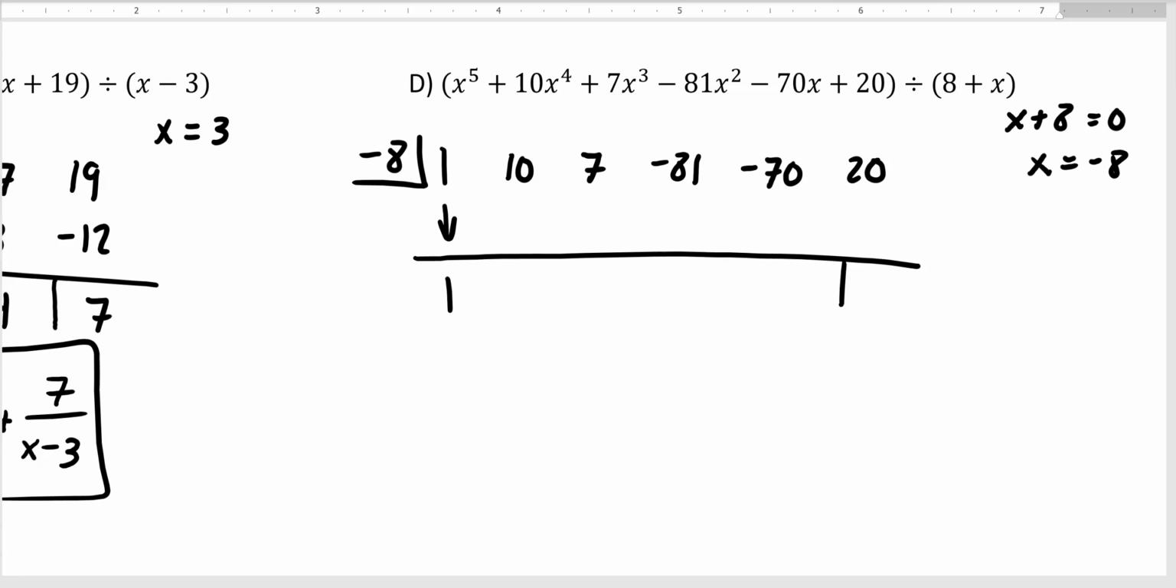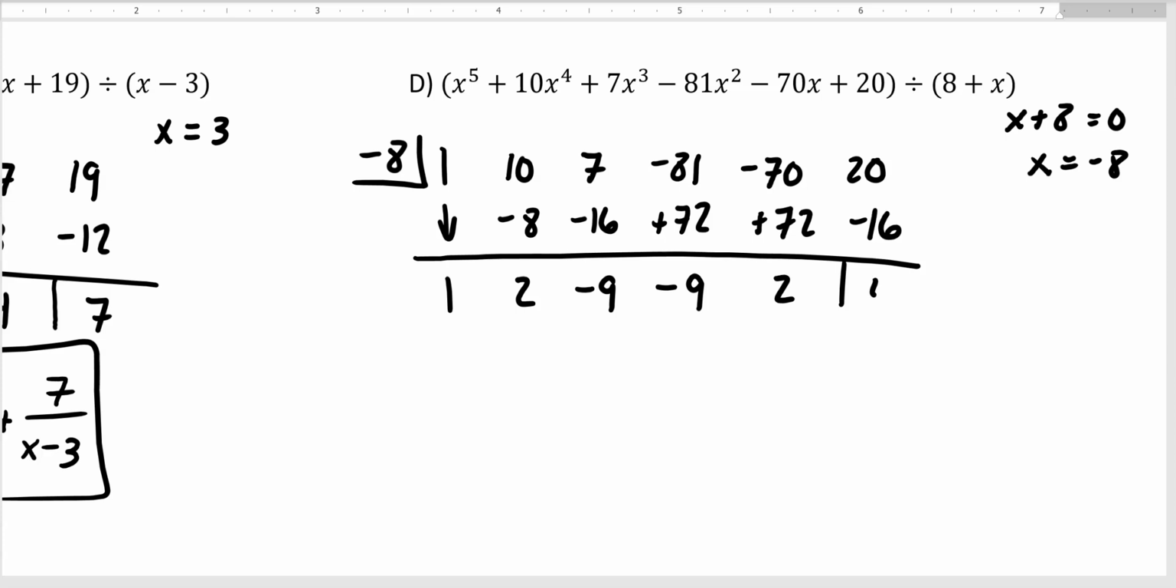Let's start by dropping our 1. -8 times 1 is -8. 10 minus 8 is 2. -8 times 2 is -16. 7 minus 16 would be -9. -8 times -9, that would become positive 72. -81 plus 72 would give me another -9. -8 times -9 is still positive 72. -70 plus 72 would be positive 2. -8 times 2 would be -16. 20 minus 16 is 4.